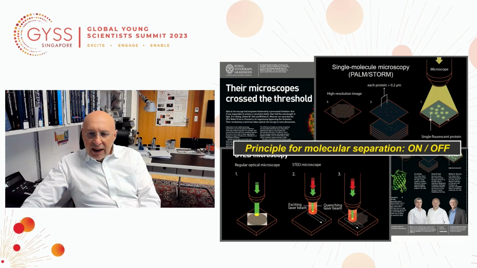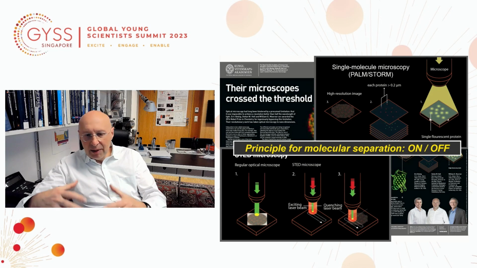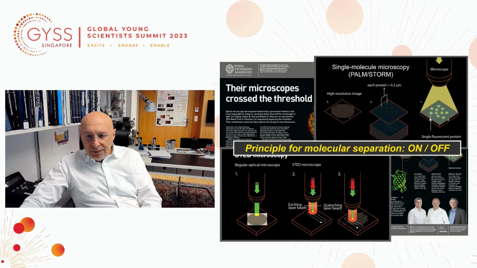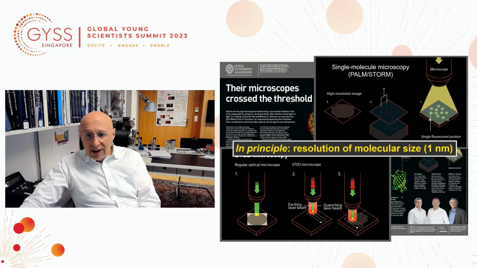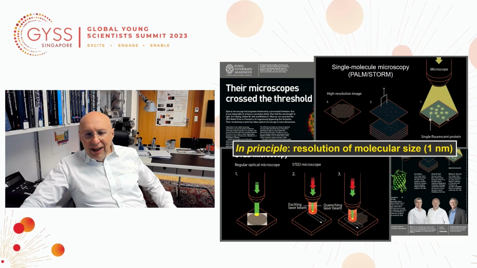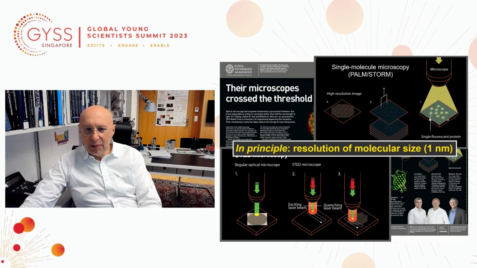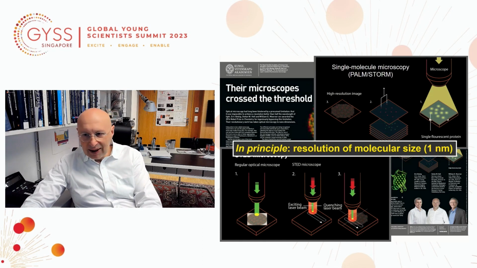But the difference here in PALM/STORM was that the molecules were turned on and off individually, stochastically in space, whereas in STED microscopy, the molecules were turned on and off using a, say, structured pattern of light, a beam of light that had a clear shape in space. Now, each of the methods has advantages and disadvantages, of course, but one thing that they have in common is the fact that they can, in principle, attain a spatial resolution that goes down to the size of a molecule, so to about 1 nanometer or so.